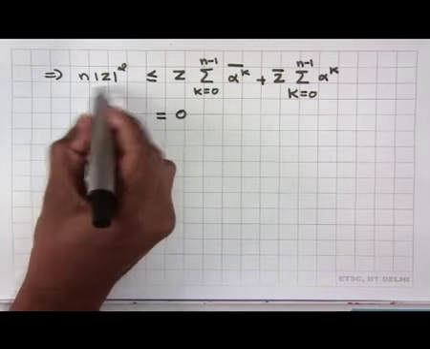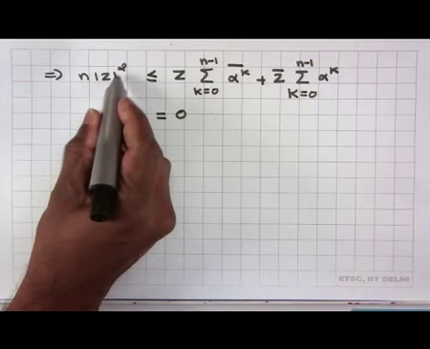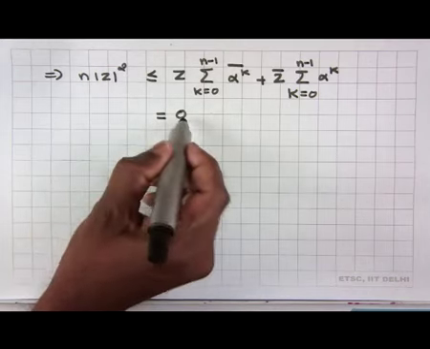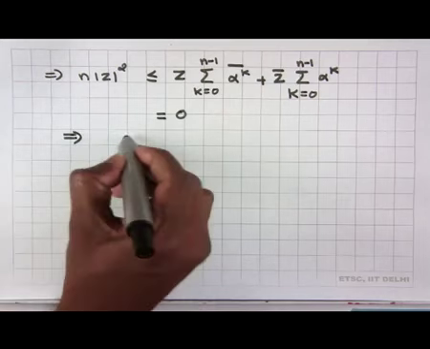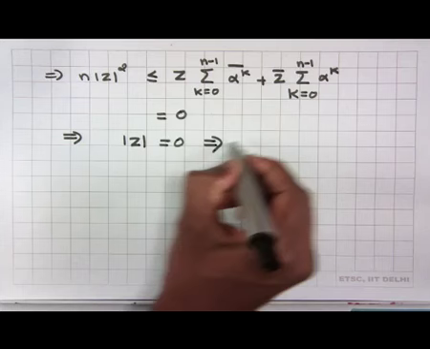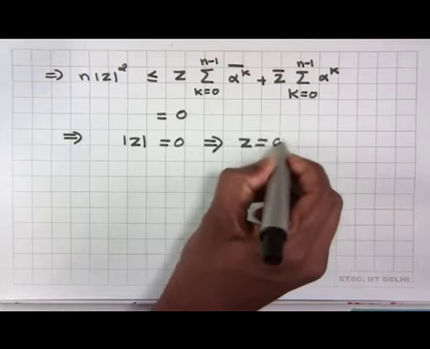Now, see that the modulus of z square, which is a non-negative term, is less than or equal to 0, it means that mod z must be 0, that is the same as saying that z is 0.